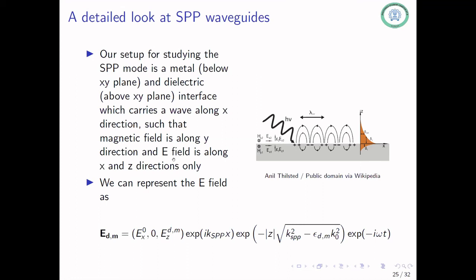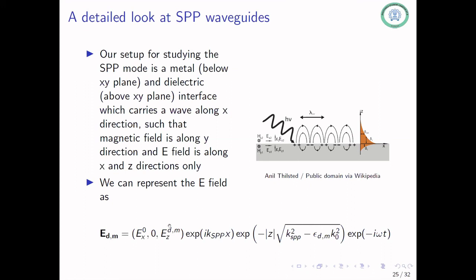So we can analyze that by setting up a proper coordinate system. We are going to consider a TM mode. So we are going to say that E_y is 0. Then we can write the expression for the electric field something like this at a general x, z, and t.